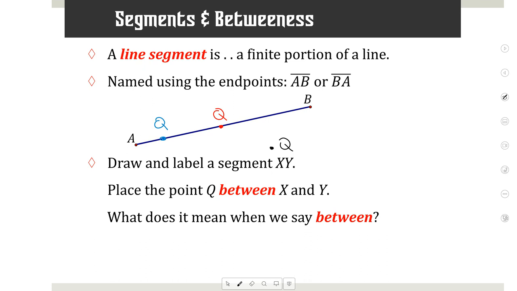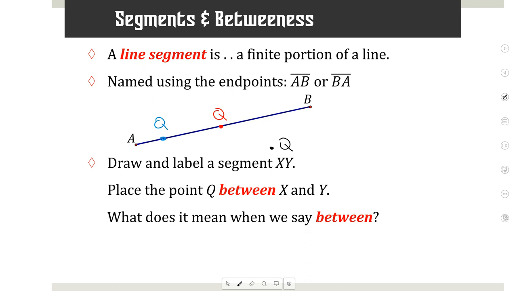So that black Q is not between? No? Am I between you and Meg? I am. But doesn't that contradict what you told me? So, which one is right? Because if you're agreeing that I'm between you and Meg right now, then wouldn't that black Q be between? So which one do you want? The first one that you went with, or this one that I got in your head and messed with? The first one, good. Okay.